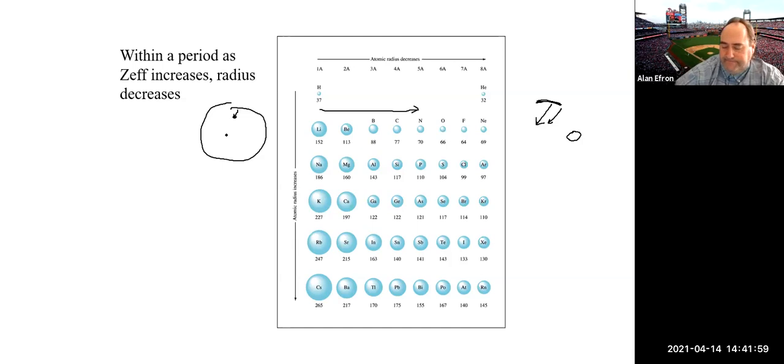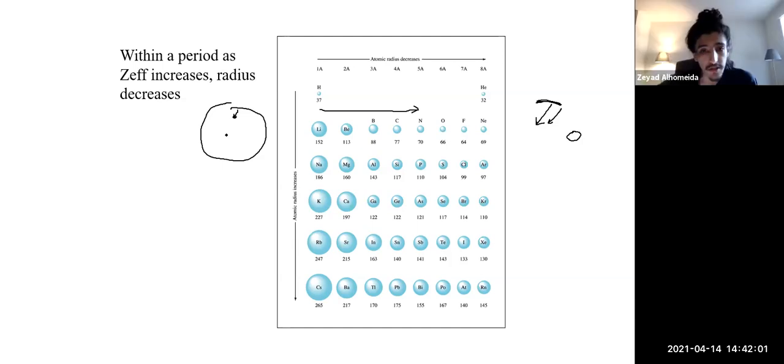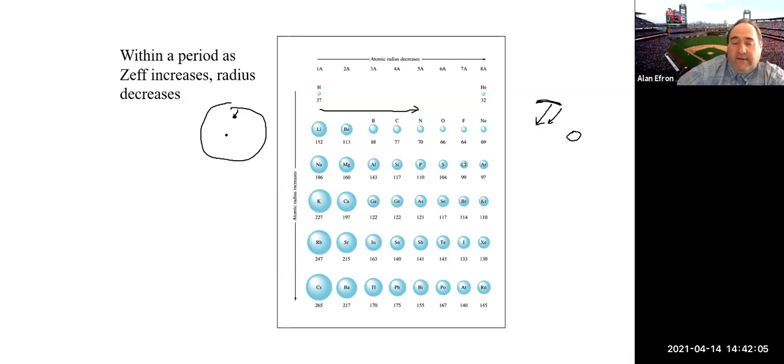Professor, what is the significance of the radius here? The significance of the radius ties in with effective nuclear charge. As we were just talking about in that last slide, in terms of effective nuclear charge, this one had a +1, +2, +3, +4, and so forth.